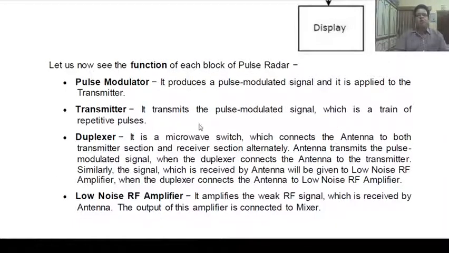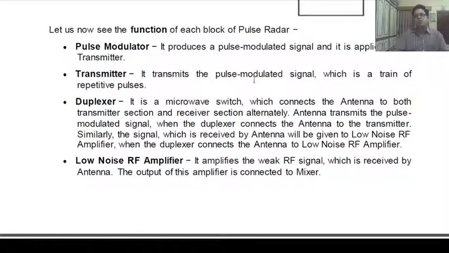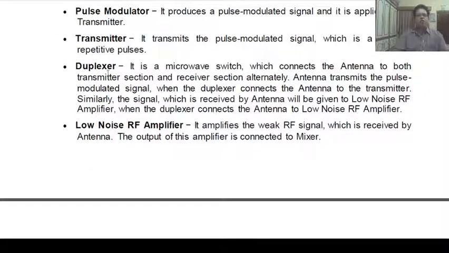Okay, in very small parts, first the pulse modulator. The pulse modulator signal is applied to the transmitter. The transmitter transmits the pulse modulated signal, which is a train of repeated pulses. What is the role of the duplexer? It is a microwave switch which connects the antenna to both the transmitter section and receiver section alternately. The antenna transmits the pulse modulated signal when the duplexer connects the antenna to the transmitter.